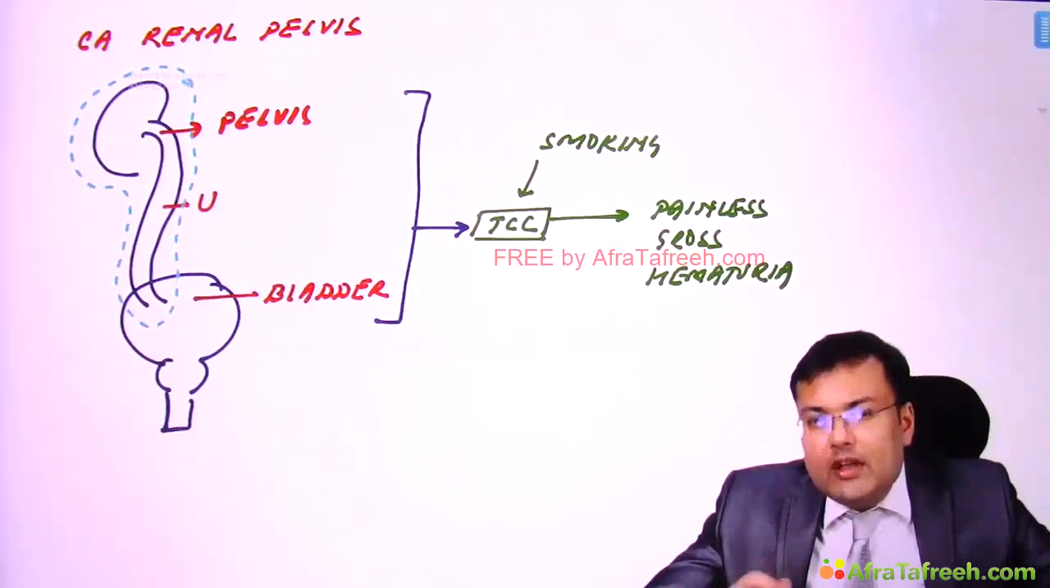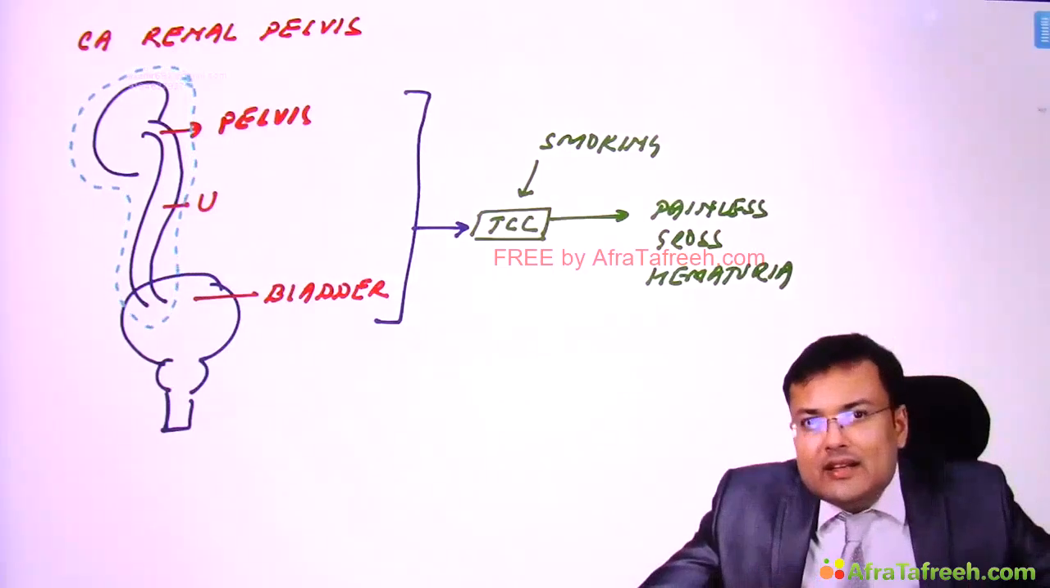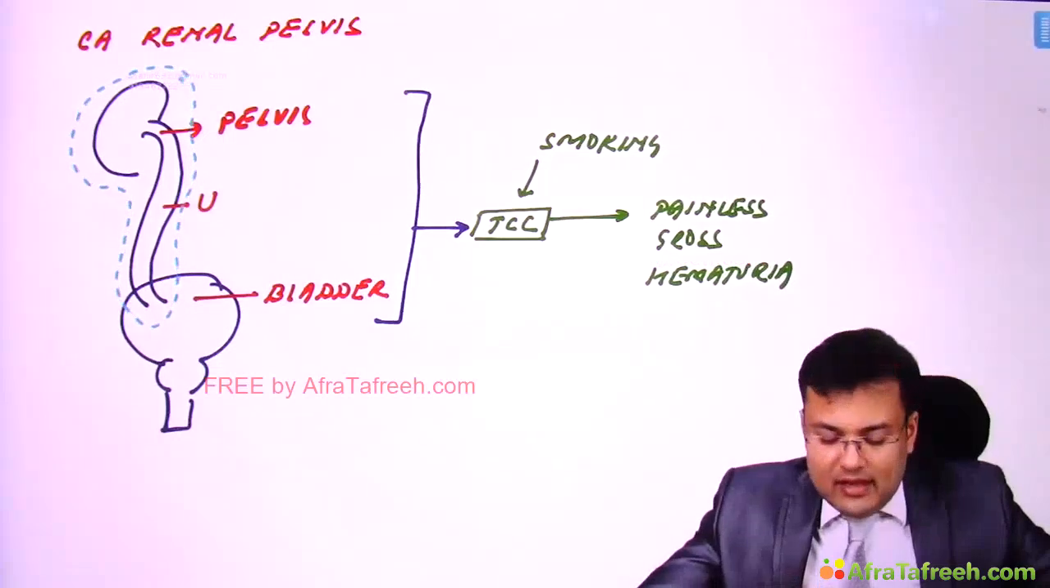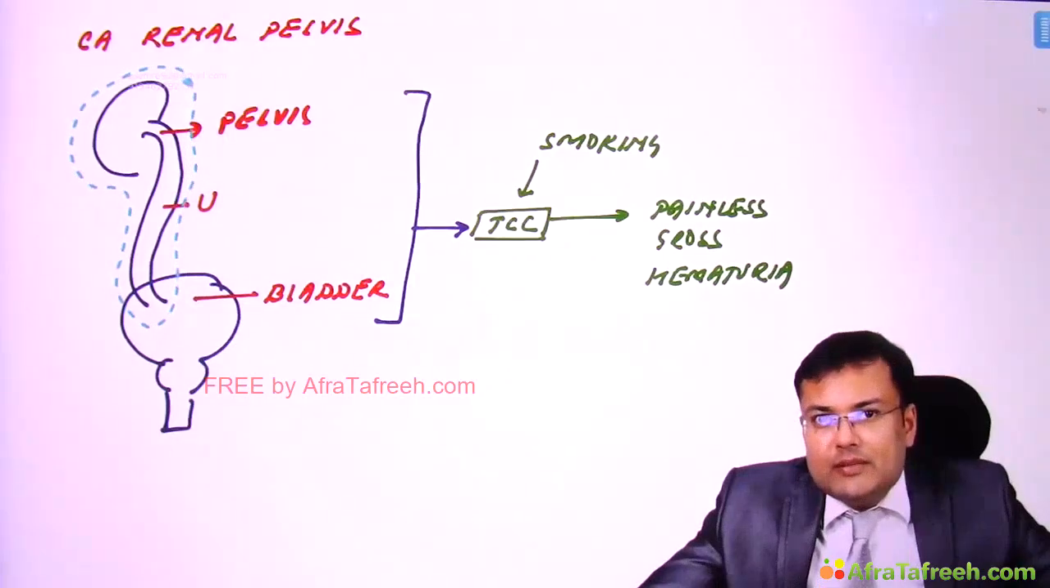Smoking is a risk factor. Not only smoking, for transitional cell carcinoma, analgesics like phenacetin, industrial dyes, solvents are risk factors. So those will be risk factors. The most common symptom of transitional cell carcinoma is painless gross hematuria. So here you will find that the most common symptom is painless gross hematuria. Clear?